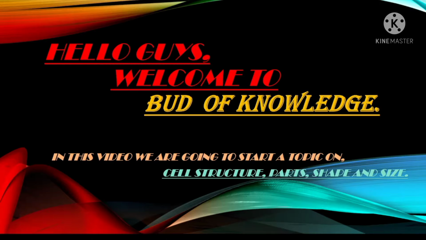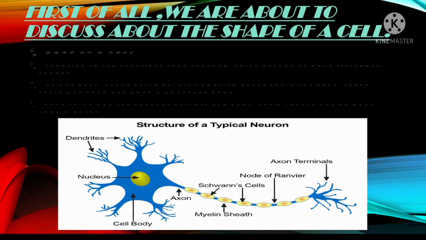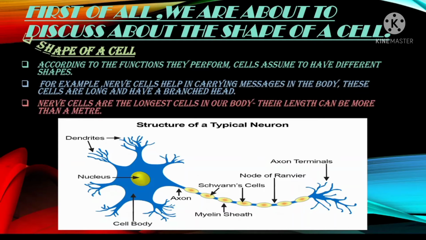In this video we are going to start a topic on cell structure, parts, shape and size. First of all, we are about to discuss the shape of a cell. According to the functions they perform, cells assume different shapes. For example, nerve cells help in carrying messages in the body. These cells are long and have a branched head. Nerve cells are the longest cells in our body; their length can be more than a meter.